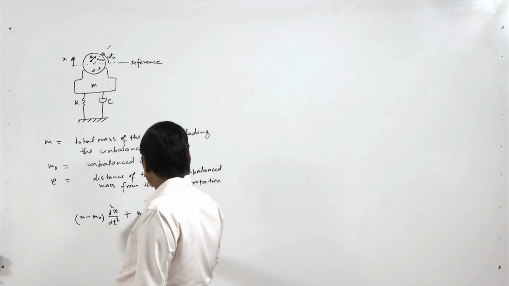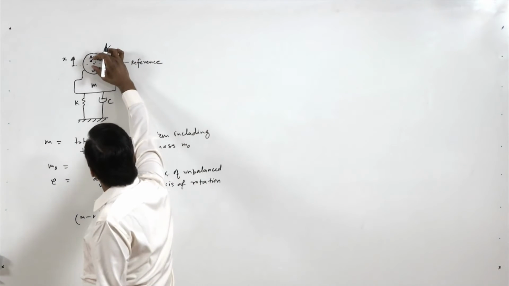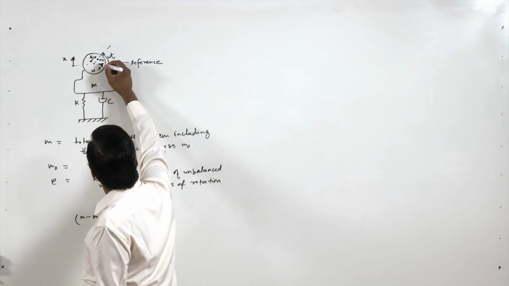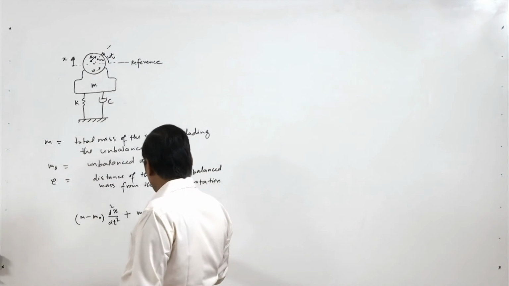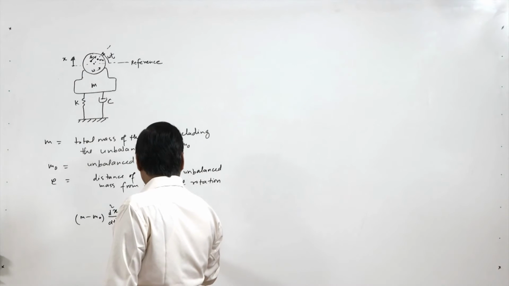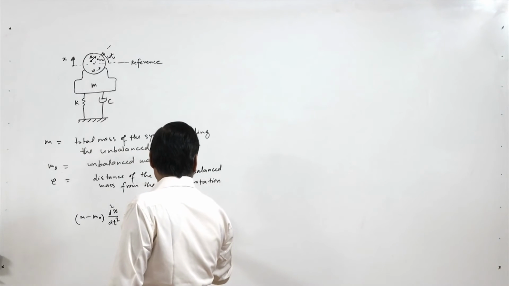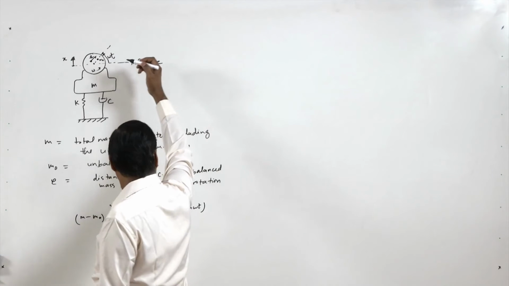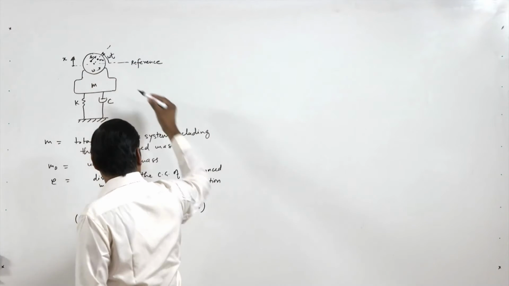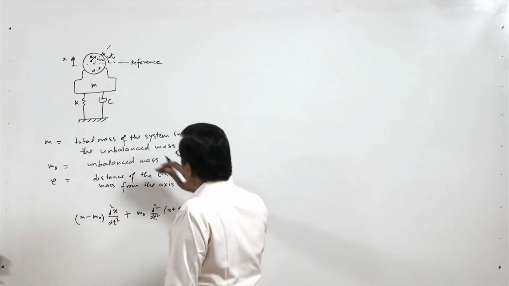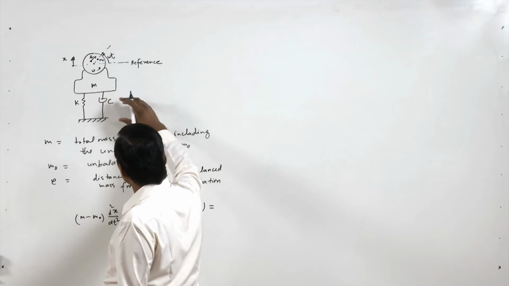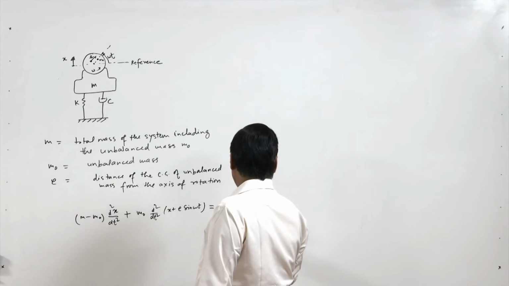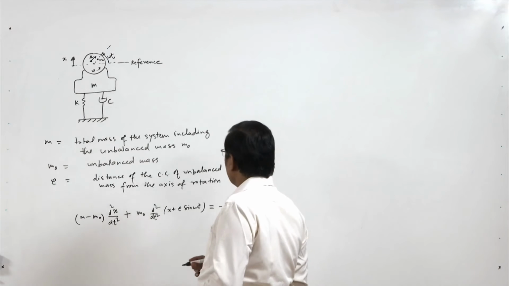Now for the unbalanced mass m0, we have this distance x plus e sin omega t. So m0 d square by dt square of x plus e sin omega t, and this is equal to the forces on the system due to the spring and damper. So they are minus c x dot minus k x.